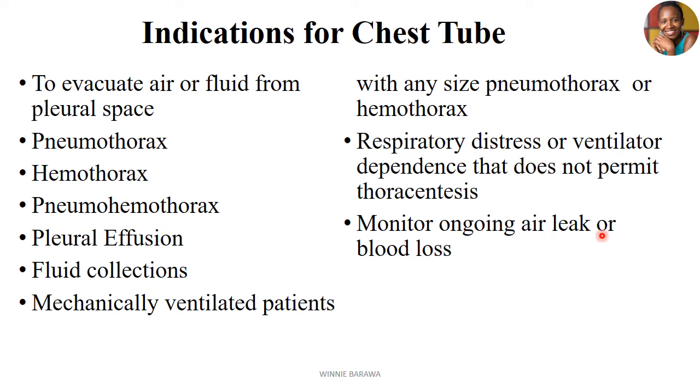And so in such clients, you can also put them on a chest tube. The other bit is monitoring any air leak or blood loss. So the indications for a chest tube can vary from the reasons why you want to do it, but it's also advised to approach this from the aspect of which conditions you are looking at as you insert the chest tube. Conditions include pneumothorax, hemothorax, pneumohemothorax, pleural effusions, mechanical ventilation, and clients who do not allow easy thoracentesis. The agenda is to help us evacuate air or fluid from the pleural space and to help us monitor ongoing air leak or blood loss.